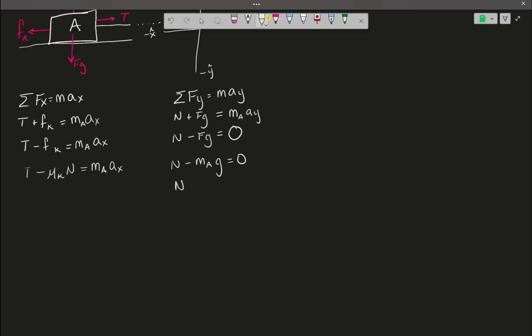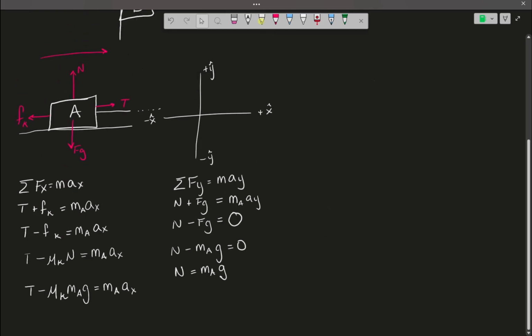So we have a system of equations now. I'm going to move this mass times gravity over to the other side, so we get that the normal force has to be equal to the mass of the object times g, and I can plug this in for the N in my equation for the x direction. So I get that the tension minus my coefficient of kinetic friction times my mass of the object times g has to be equal to mass of the object times acceleration in the x direction. This is the most specific I can make these equations right now.